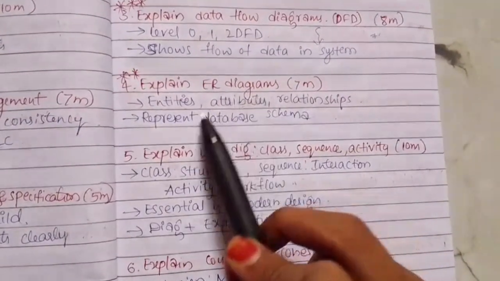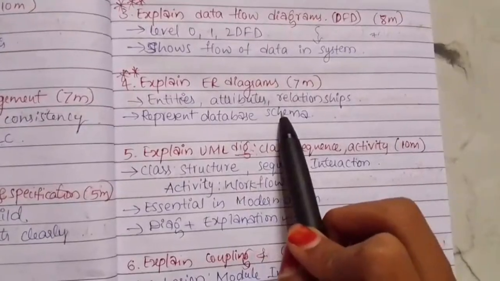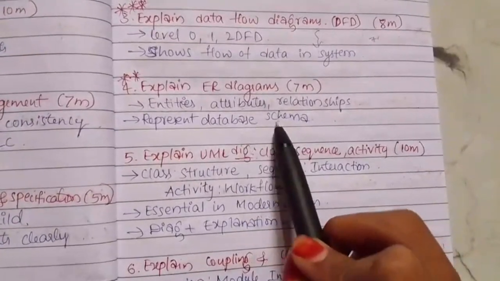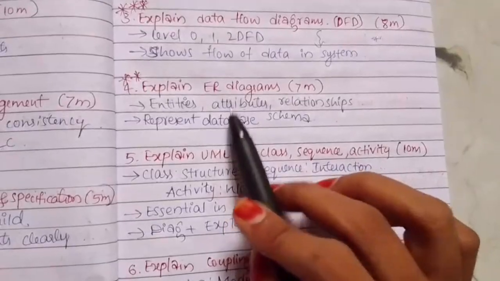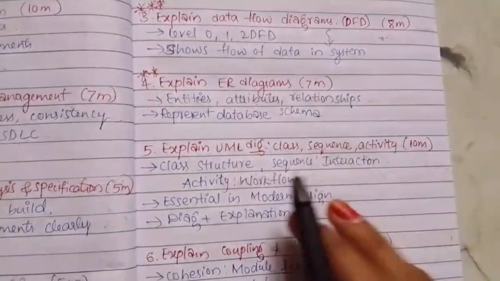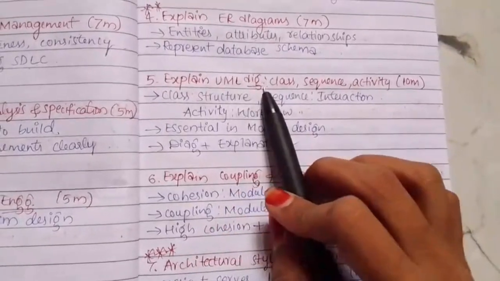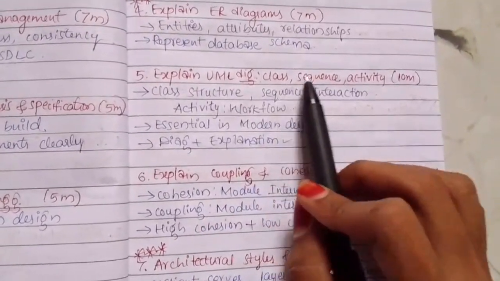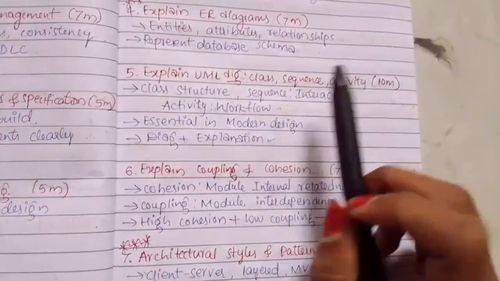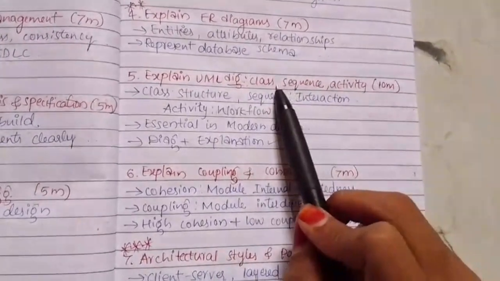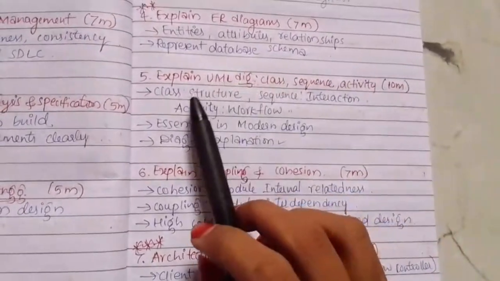And the ER diagram represents the database schema. This is a small point that I have included. You have to explain everything about the ER diagram. Very important question. And the fifth question is explain UML diagram, in that class, sequence and activity. You have to explain these three in the UML diagram. They only ask these. This is for 10 marks. Very important, this one also.